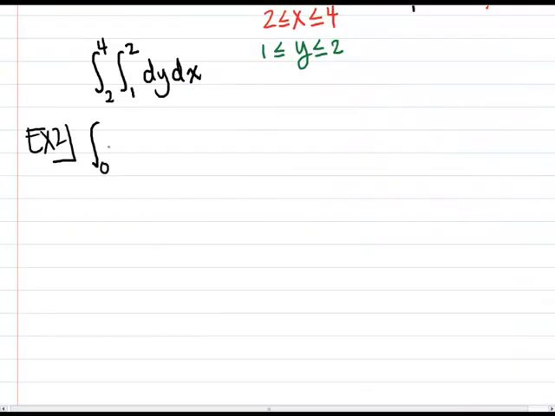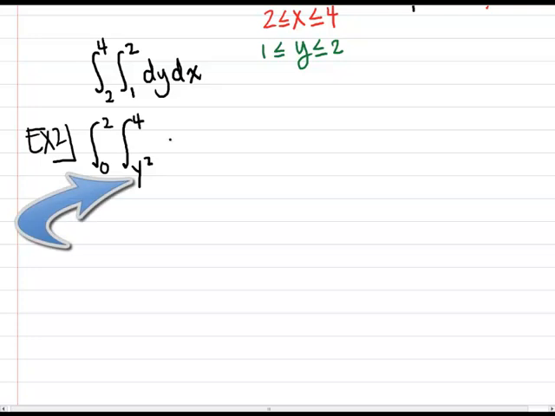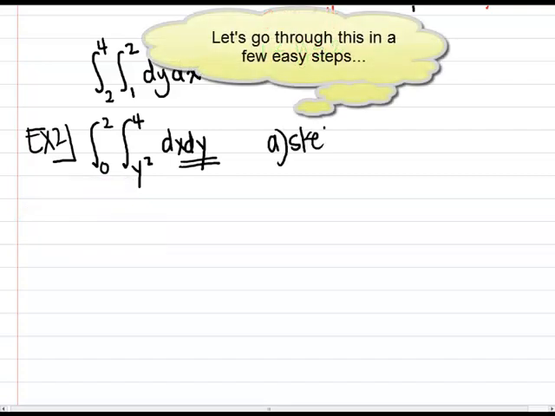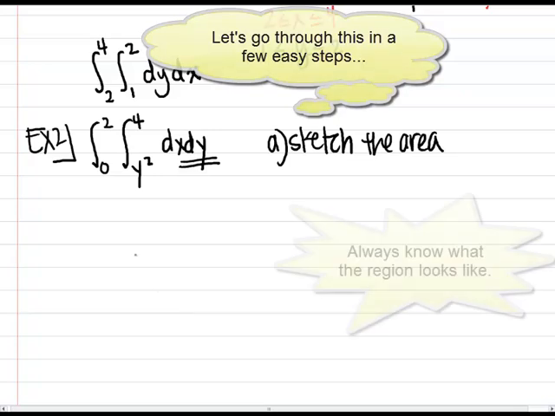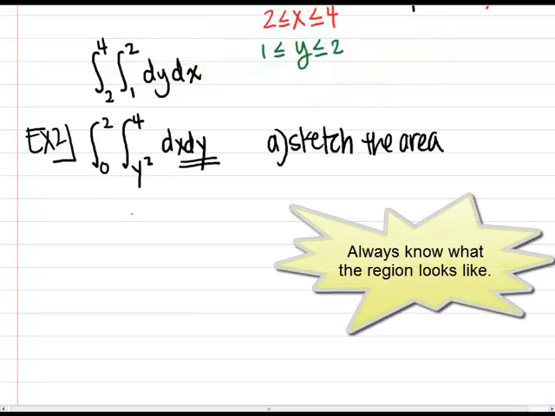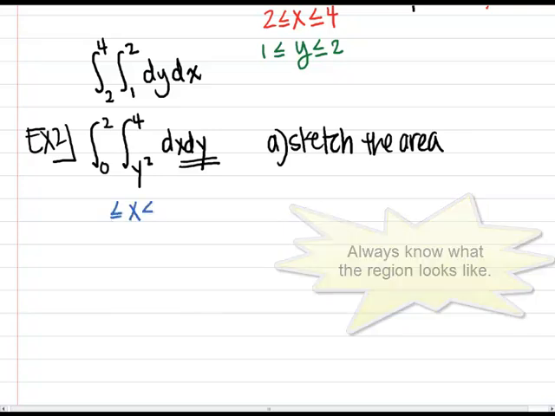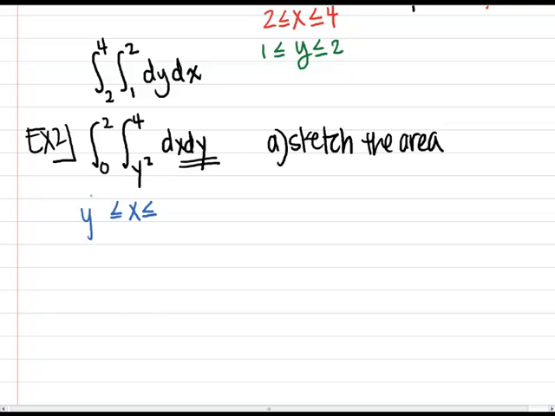Let's take a look at another one, but this time it's not going to be a rectangular region. I'm going to have a function in here as my lower limit of my inside integral. So pay attention right now, this is dx dy. First thing I want you to do is sketch the area that is represented by this. So in order to do that, I would suggest that you write out the inequalities. So the x's are bounded between y squared and 4. And then on the outside, we have y bounded between 0 and 2.